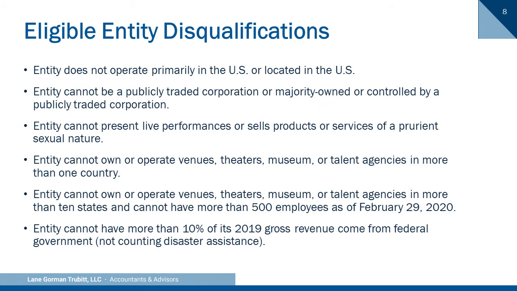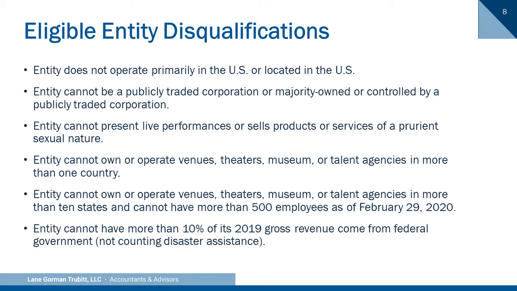Now that we've looked at some of the qualifying factors, let's take a look at the eligible entity disqualifications. So if your entity does not operate primarily in the US or is not located in the US, you are not eligible for the SVOG award. So basically, if your organization does not contribute to the US economy through payment of taxes or use of American products and materials or labor, then you're not qualified.